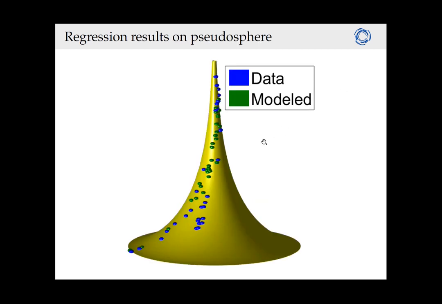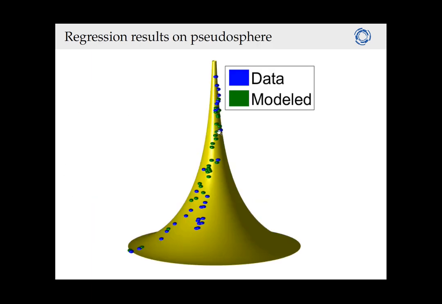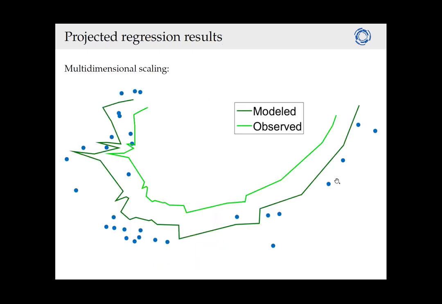And here I just wanted to show you also what it gives you on the pseudosphere, on the tractoroid. If you plot the data, again you have the mean in this direction, standard deviation in this direction. This is the plot. The blue points are the data points for the dependent variable, so for the energy released by the ELMs, and the green points are the modeled points, modeled by the regression model. And so on the pseudosphere, we're going to minimize the geodesic distances between each of those respective points.